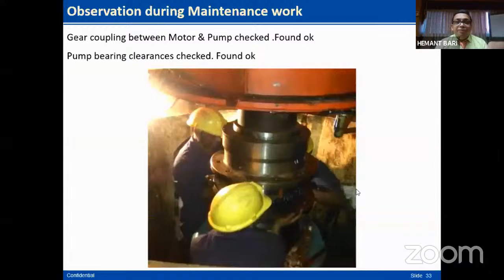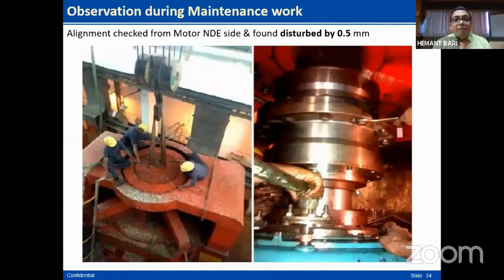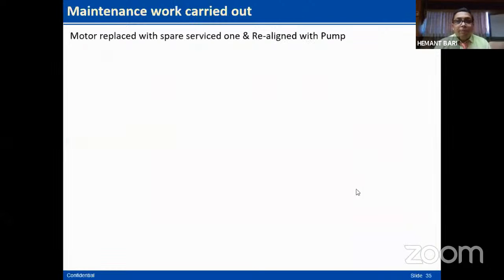Immediately we decided to replace the motor. The gear coupling between motor and pump was found okay, and bearing clearance was checked okay, meaning no secondary damages. Alignment was found disturbed due to increased clearances, accepted.